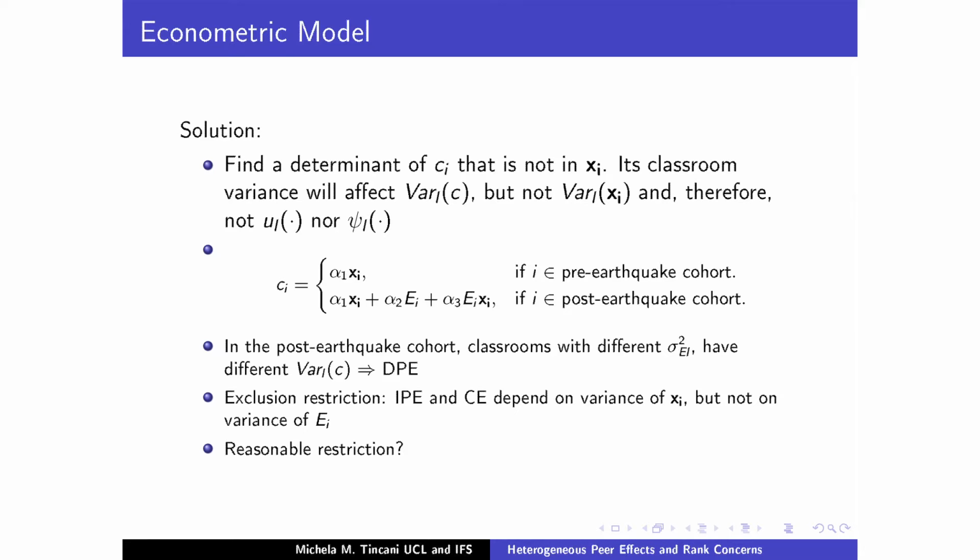So that means that in the post-earthquake cohort, classrooms that have a different variance of, I should be more specific, variance of seismic intensity, they're going to have a different variance of the cost of effort. So that is going to generate direct peer effects. Clearly here, I'm making an exclusion restriction, and the exclusion restriction is that indirect peer effect and correlated effect depend on the variance of the student characteristics, but they do not depend on the variance of seismic intensity or damages. Is that a reasonable restriction? That's what I hope I'll convince you, that it's a reasonable restriction.